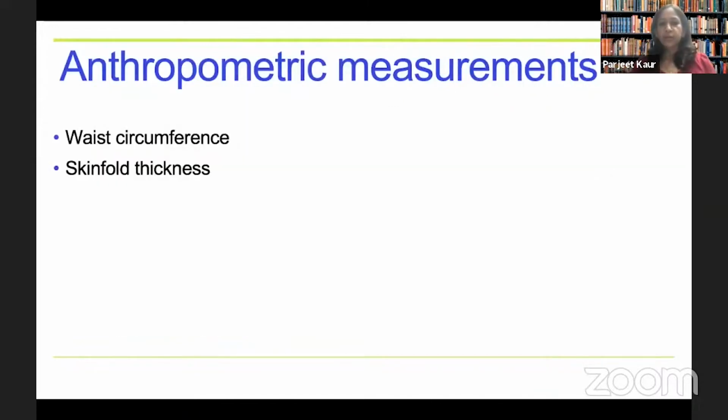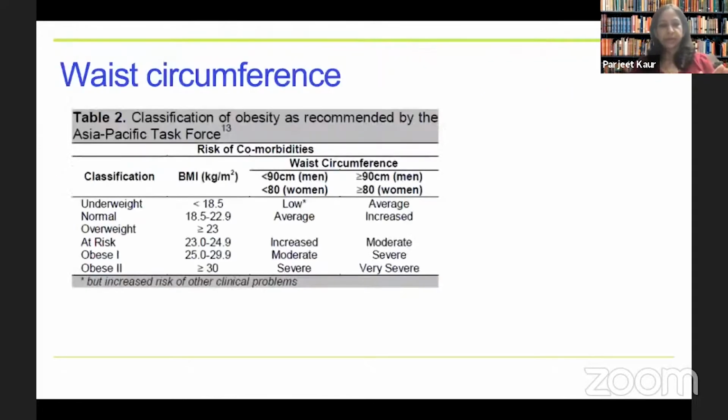Coming on to the anthropometric measurements. These are the measurements all of us are using, and they are widely available. The two of them which are widely used are the waist circumference and the skin fold thickness. The waist circumference basically gives an idea of abdominal obesity. And there are now many epidemiological studies which have linked increased waist circumference with increased cardiovascular risk, increased morbidity and mortality. So therefore, it is a fairly good indicator of morbidity and mortality.